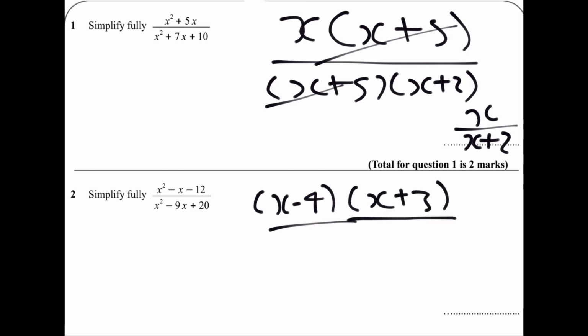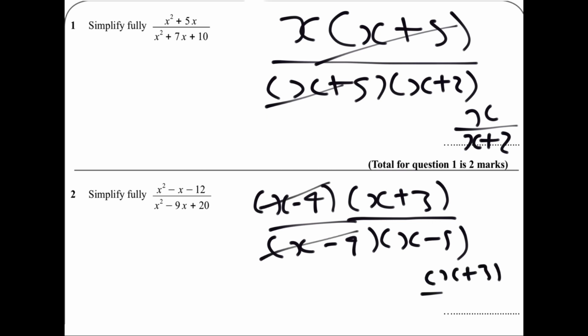And then we need to factorize x squared minus 9x plus 20. So two numbers which multiply to make positive 20 and add to make minus 9. We know it's x minus 4, x minus 5. And we can see that x minus 4 and x minus 4 is present in both the numerator and the denominator. So we cancel them out and we're left with the answer x plus 3 over x minus 5. And there we have it. We've simplified the following algebraic fraction.